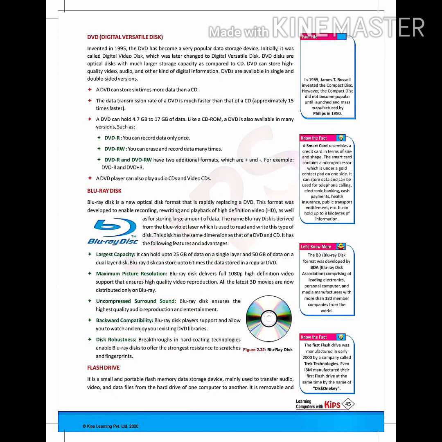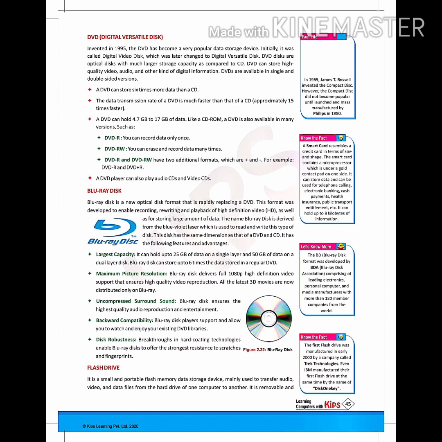Now DVD. It was invented in 1995. The DVD has become a very popular data storage device. Initially it was called digital video disc, which was later changed to digital versatile disc. DVDs are optical discs with much larger storage capacity as compared to CDs. This feature makes DVDs more popular. A DVD can store 6 times more data than a CD.